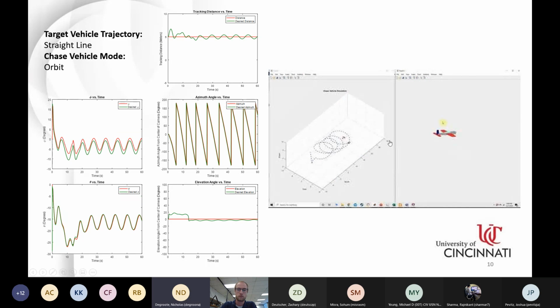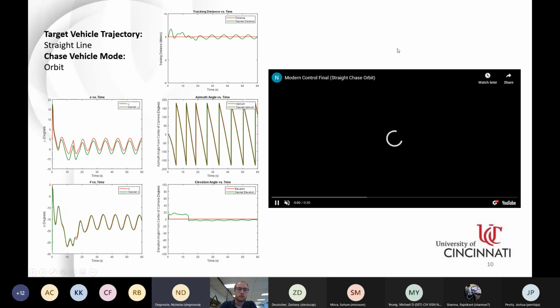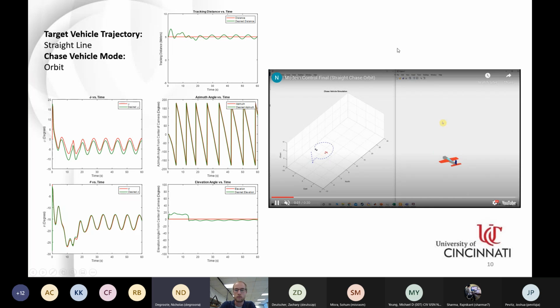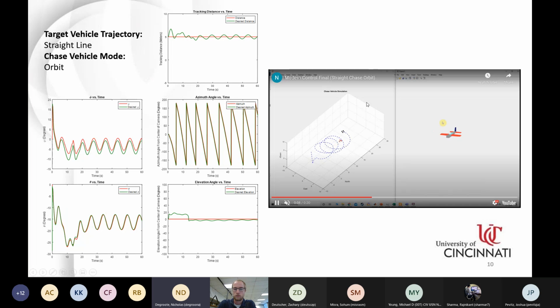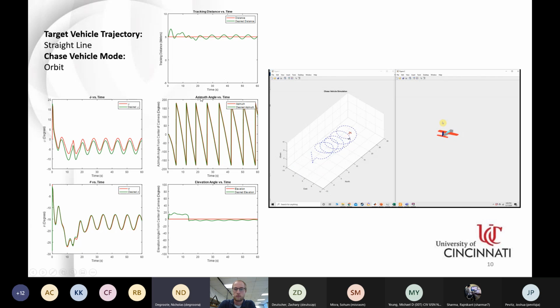So this is the second video. For this one, we've still got a straight line trajectory that we're following, but this time we are orbiting the target vehicle instead. We can see that our view is changing as we're flying around in a circle. Let this video play out.